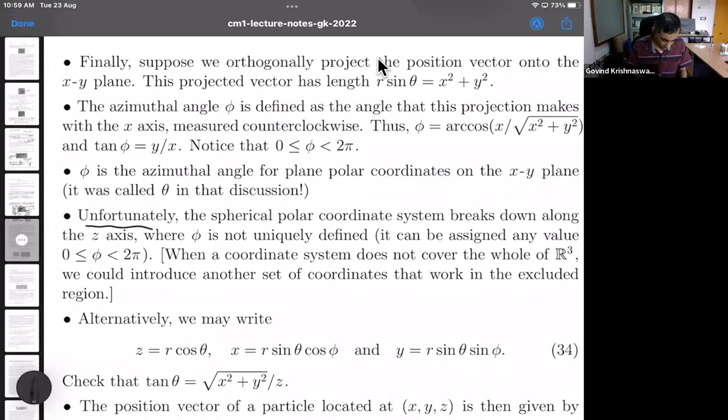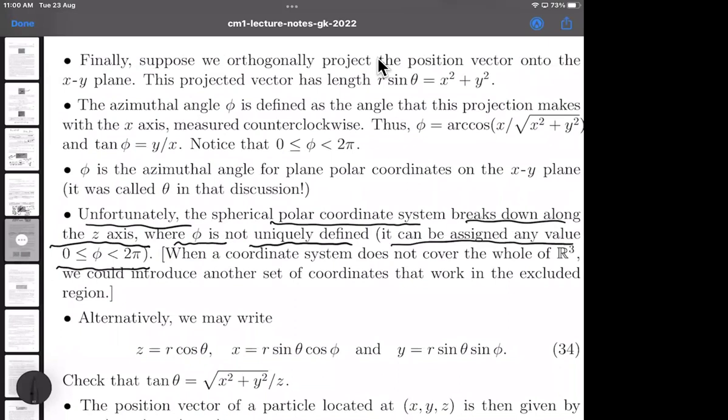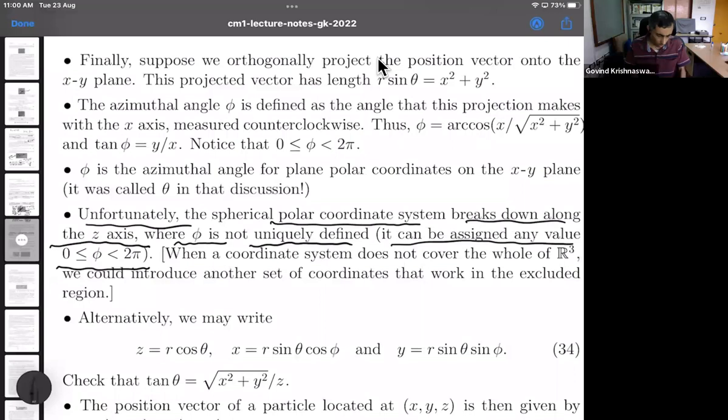So unfortunately, spherical polar coordinates break down along the z-axis. Along the z-axis, the azimuthal angle phi, which tells you which longitude you are on, is not uniquely defined, right? It can be assigned any value from 0 to 2 pi if you are on the z-axis. So who asked about this? Sir, Anush. Oh, Anush Rao. Okay, yeah. So on the z-axis, phi is not uniquely defined.